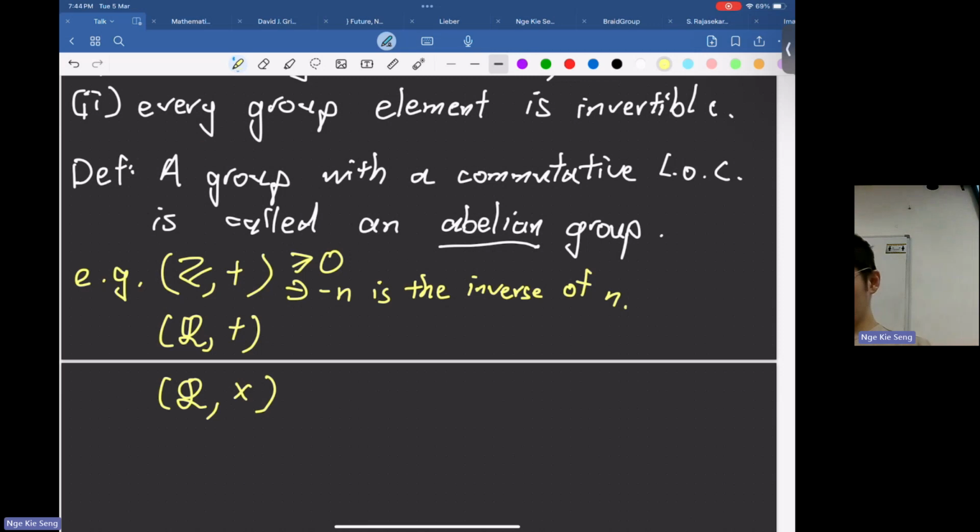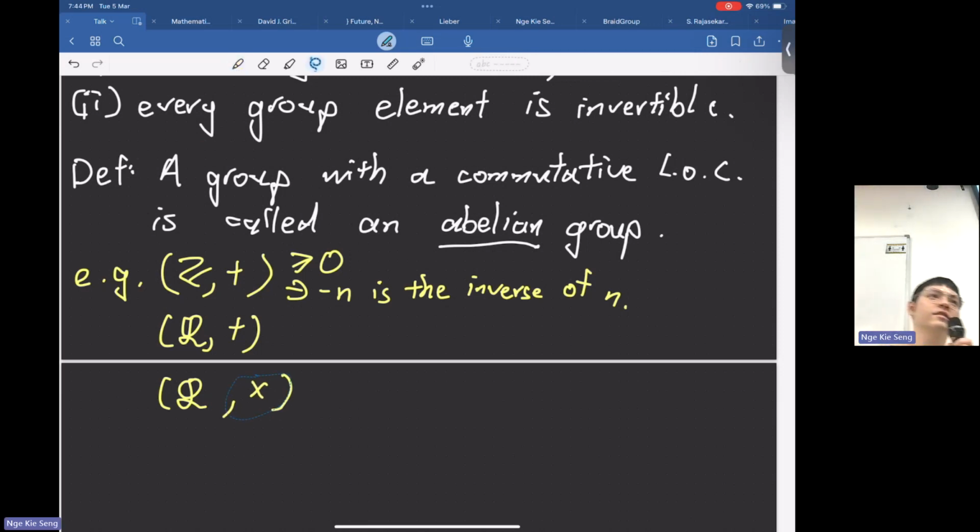Okay, but I need to be careful here. Does 0 have an inverse under multiplication or not? What's the identity for the multiplication operation? 1, yes. So is 1 over 0 defined or not? Not defined, right? Undefined. So here we have to get rid of 0.